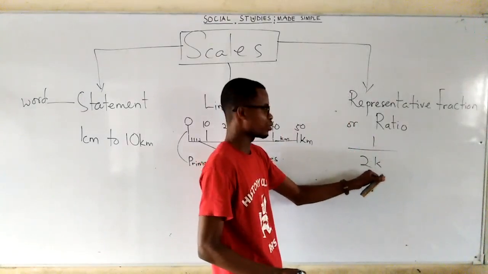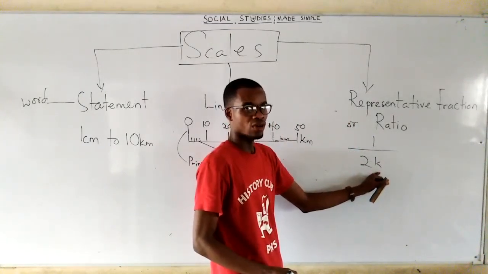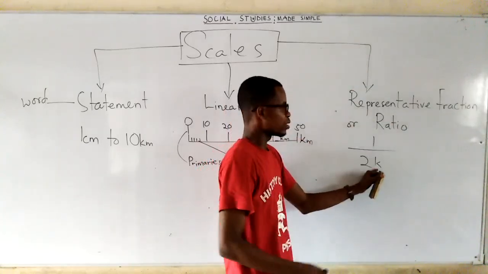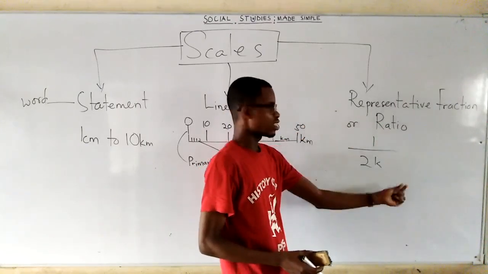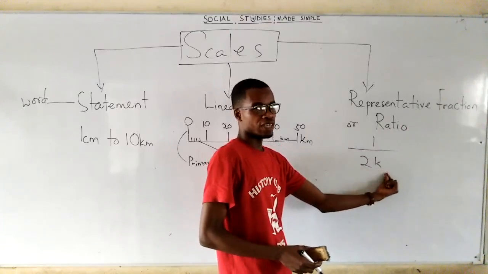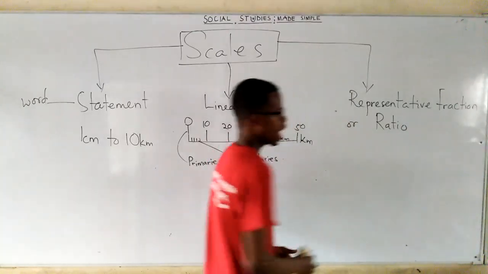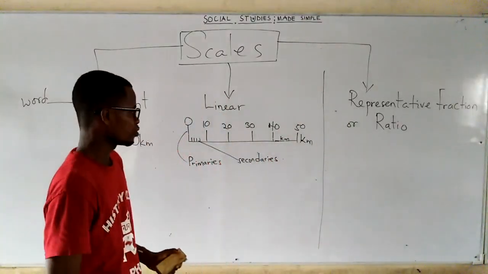Something has to happen to this one, and that is where we deal with the conversion of scale. For it to be, the number will now increase, because the rule for the representative fraction is that the unit of the numerator should be the same as the unit of the denominator. Okay, so how do you get that? Let me just draw a line. How do you get that?